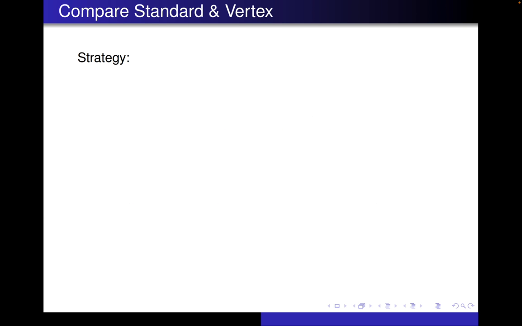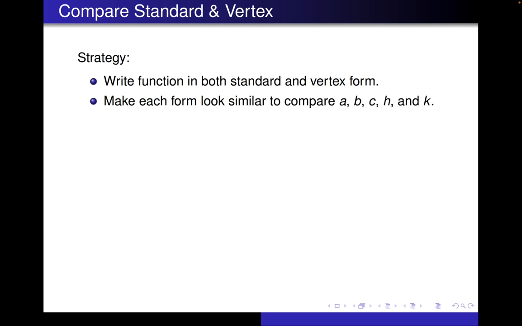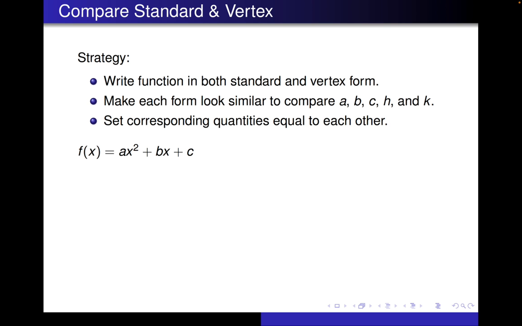So here's the strategy that we're going to use. We're going to write our quadratic function both in standard and vertex form. We're going to make each form look similar to one another and compare how a, b, c, and h and k work in both equations to see if we can find out some relationships between those numbers. We're going to set some of the corresponding quantities equal to each other that makes sense, and then use that to figure out what the vertex is going to be.